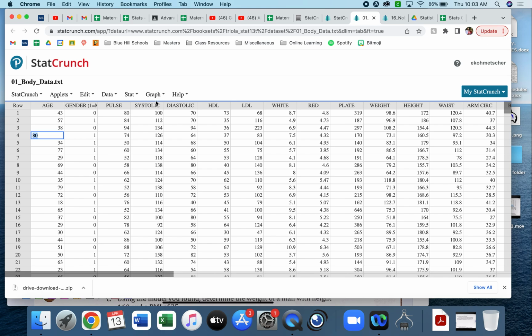Then they have pulse and systolic and diastolic. That's your blood pressure. So like this person's blood pressure was 100/70, 112/70, that type of thing. HDL and LDL. Do you know what that is?